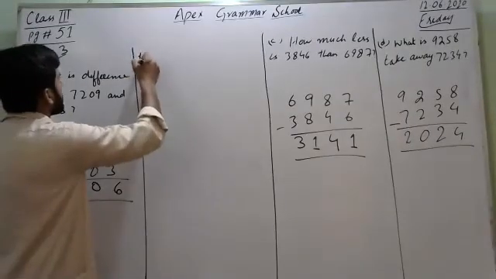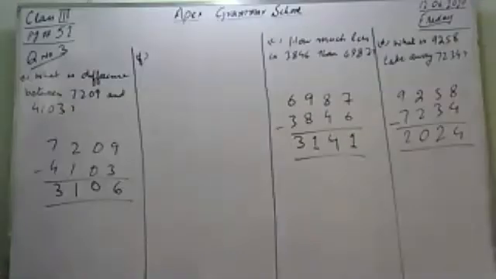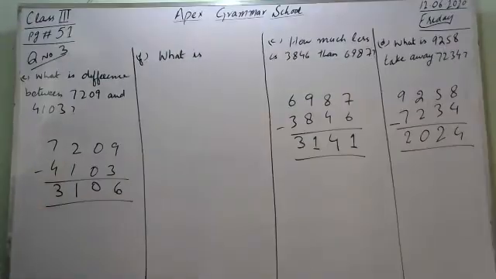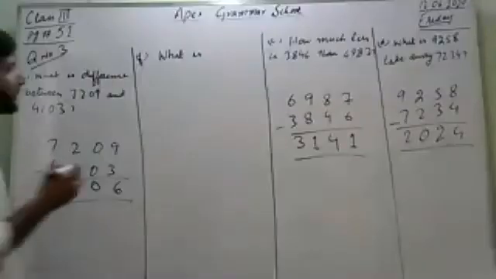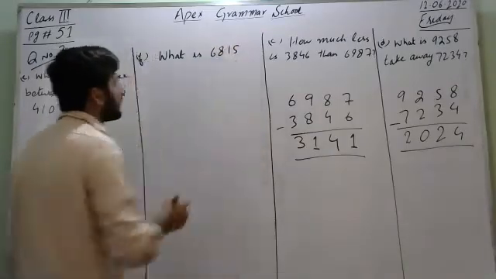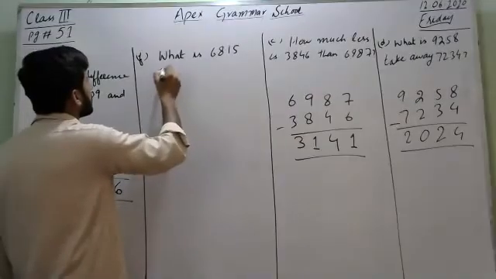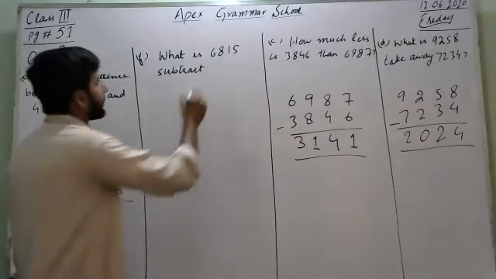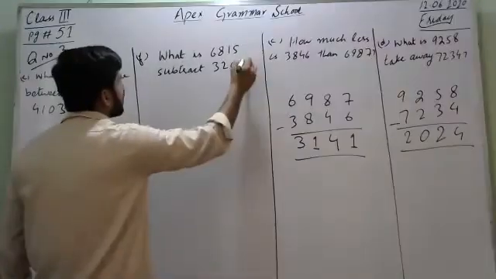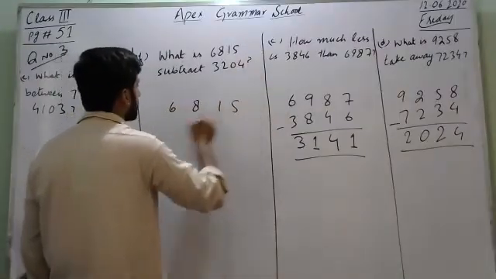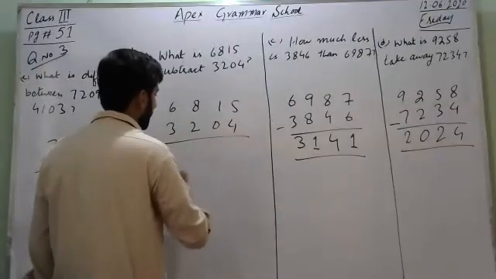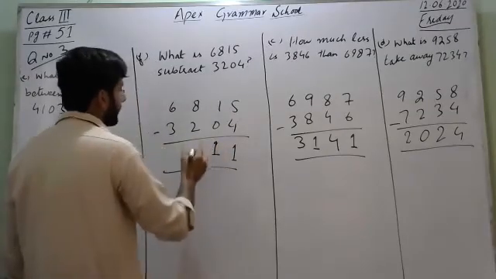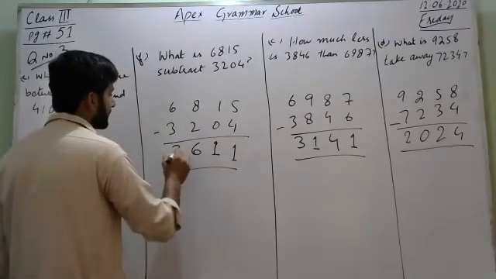Last part of this question is F part. What is 6815 subtract 3204? 5 minus 4, 1, 1 minus 0, 1, 8 minus 2, 6, 6 minus 3 is 3.